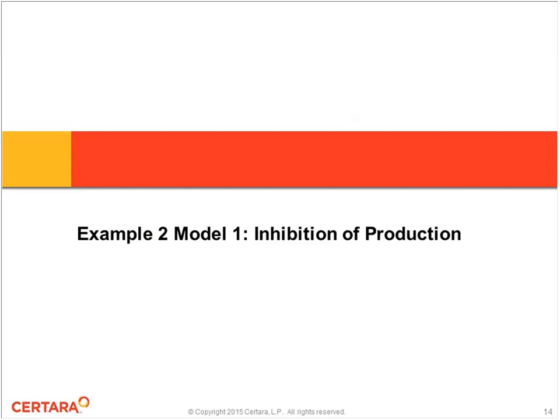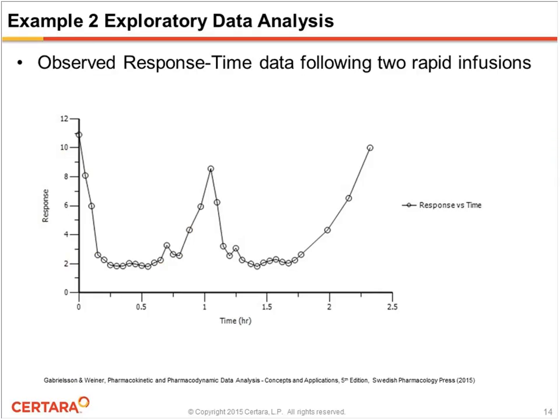So our next example, we will evaluate two models, both inhibition of production as well as stimulation of loss. Next slide, thank you. In the exploratory data analysis, we actually only have one dose level here, and the mechanism is not known. It's not known whether this is stimulatory for the K-out, or inhibitory for the K-in. But this is the profile here.